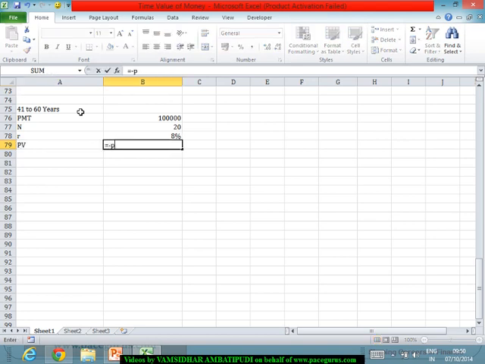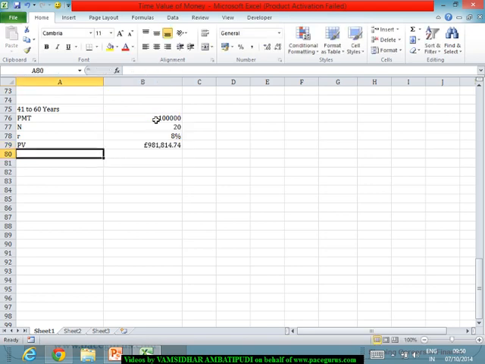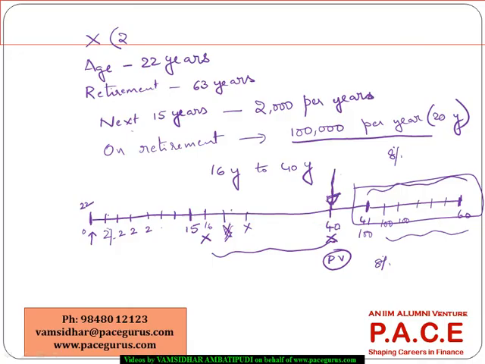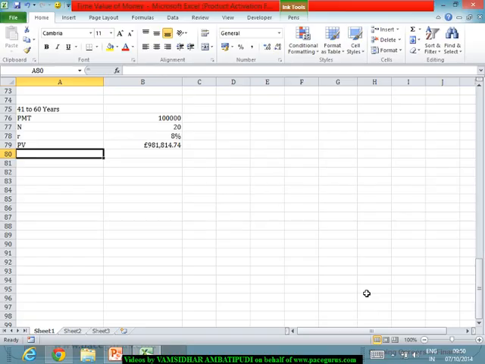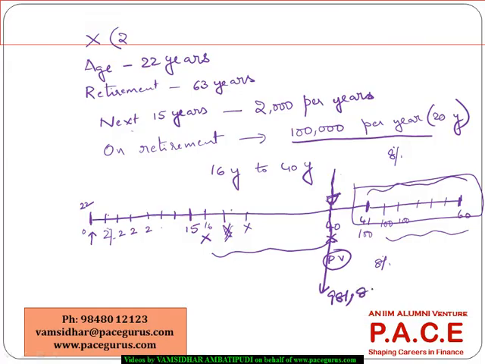So the present value up to that particular point, giving me 8% rate, 20 years, and a PMT of 100,000 per year, the present value is saying 981,814. So as of this date, 981,814 should be accumulated, so that 100,000 will be distributed over the next 20 years from there.